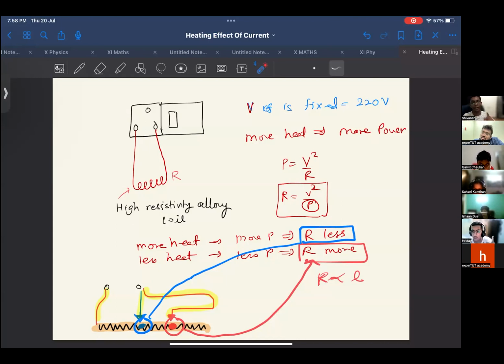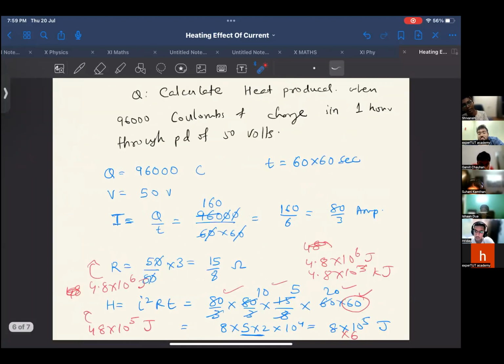So wait, but temperature is directly proportional to power. ऐसे डायरेक्टली मत बोलो. टेम्परेचर इज प्रोपोर्शनल टू रेजिस्टेंस. No, power. H is equal to P into T. So that T is time. So then heat is proportional to power, right? Heat is proportional to power, heat is not proportional to temperature.